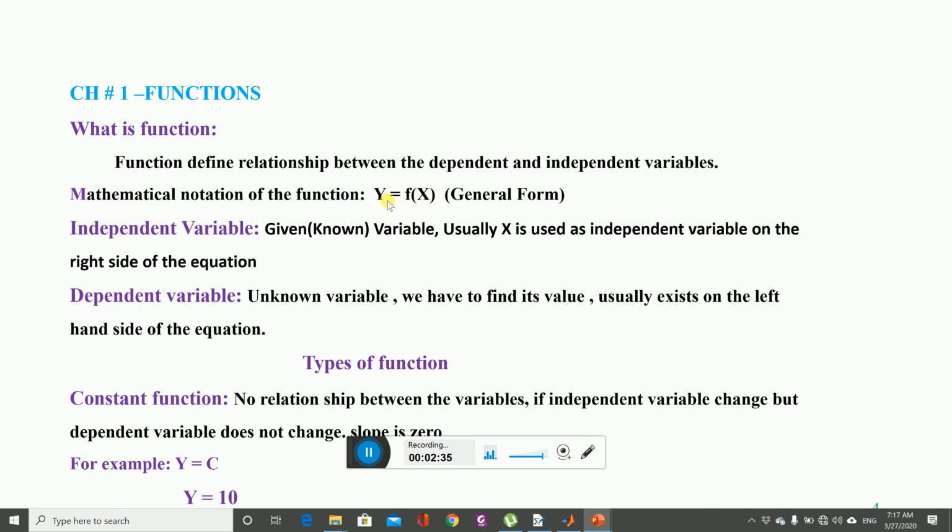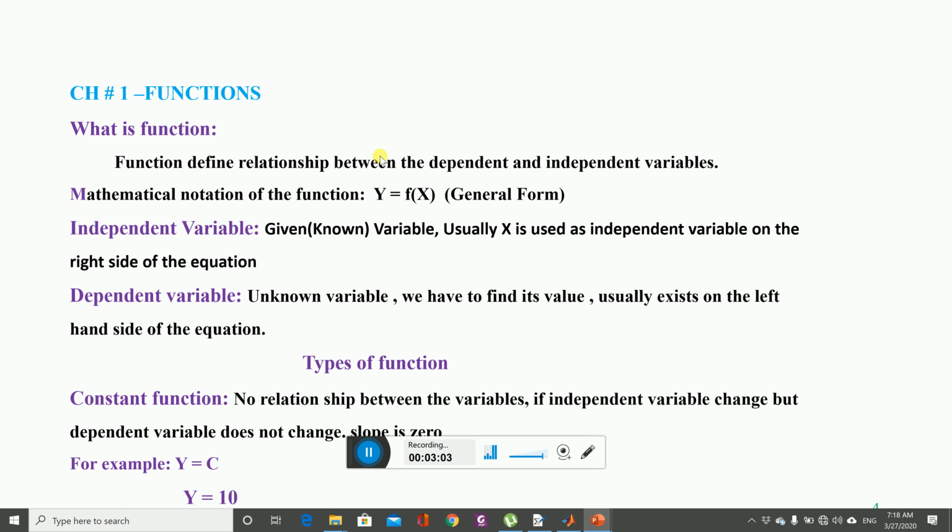That is wrong. Y is equal to f of x, where y is the dependent variable existing on the left hand side of the equation, and x is an independent variable existing on the right hand side of the function. This f is the name of the function. This f plays the role of transforming all the x values into y values.